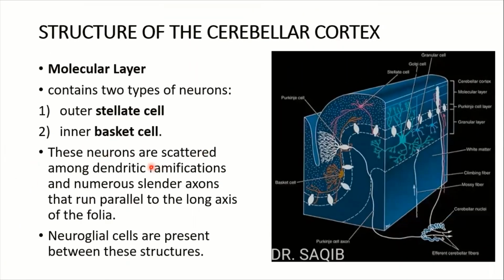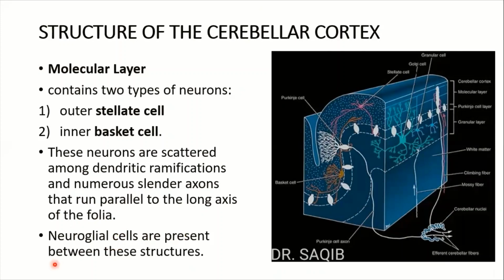These neurons are scattered among dendritic ramifications and numerous slender axons that run parallel to the long axis of the folia. Follow the red laser for the long axis of the folia, and they run parallel to that.